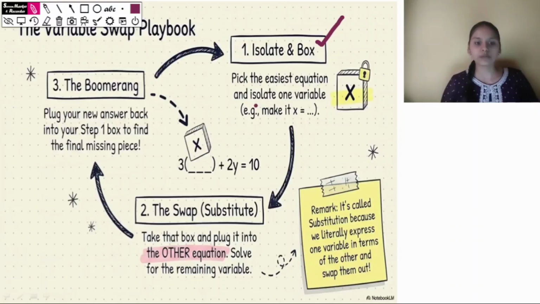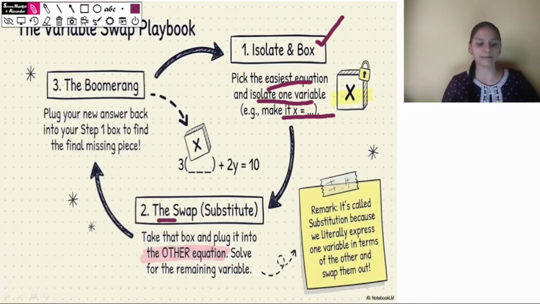Pick the easiest equation and isolate a variable. You'll be given two equations; see which is simple and easy, which has fewer coefficients, integer type coefficients. Pick such an easiest equation and isolate one variable. For example, make it x is equal to something. In the example you'll understand everything, but now just look at the steps. So first is isolate and box.